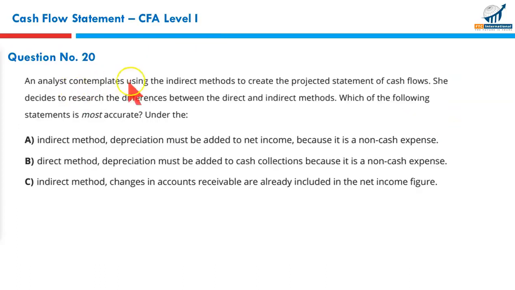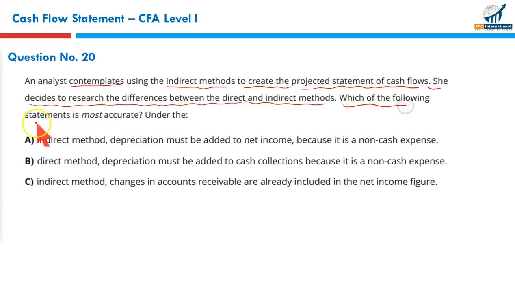Next, an analyst contemplates. Contemplates means considering carefully. An analyst contemplates using the indirect method to create the projected statement of cash flows. She decides to research the differences between direct and indirect method. Which of the following statements is most accurate? Under the indirect method, depreciation must be added to net income because it's a non-cash expense. It's a 100% true statement. We don't need to look any further. In the indirect approach, we add depreciation to the net income.